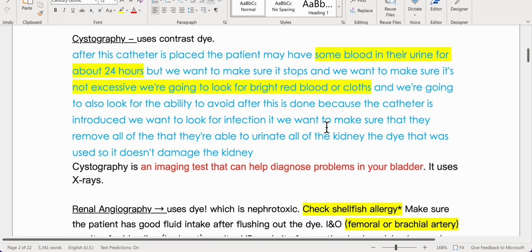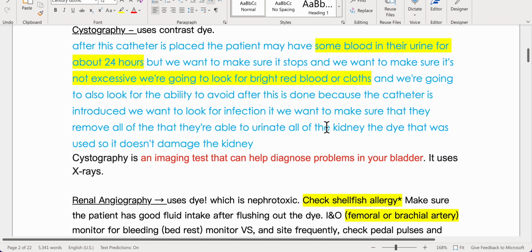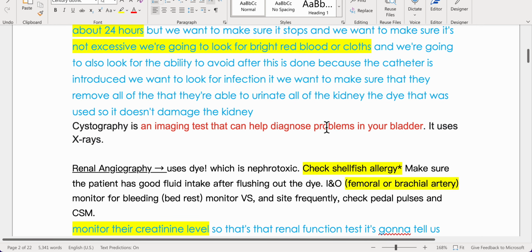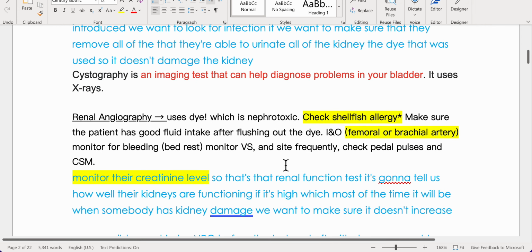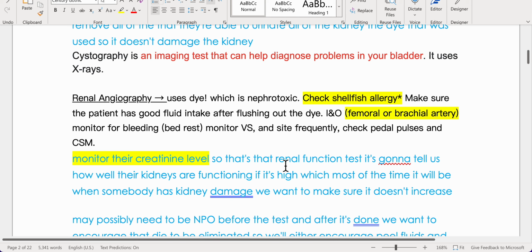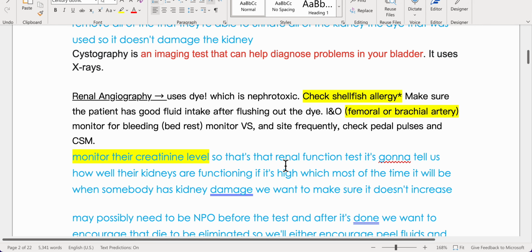We want to make sure that they're able to urinate and remove all of the dye that was used so it doesn't damage the kidney. Cystography is an imaging test that can help diagnose problems in your bladder. It uses X-rays. Renal angiography uses dye, which is nephrotoxic. Check shellfish allergy. Make sure the patient has good fluid intake after flushing out the dye.